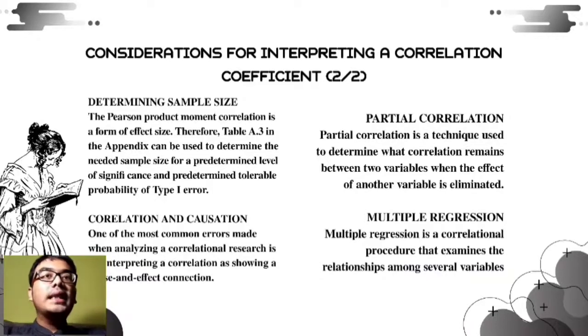And the last is multiple regression. A multiple regression is a correlational procedure that examines the relationship among several variables. Specifically, this technique enables researchers to find the best possible weighting of two or more independent variables to yield a maximum correlation with a single dependent variable. In the development of a multiple regression equation, the variables should be measured on an interval scale, if it is possible.